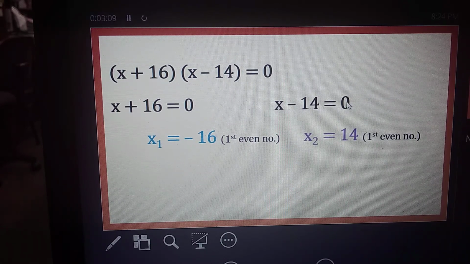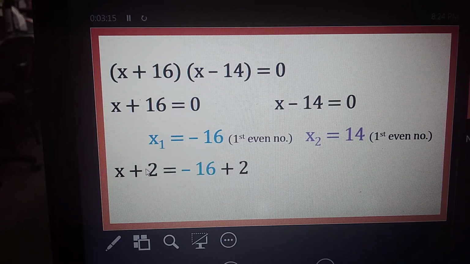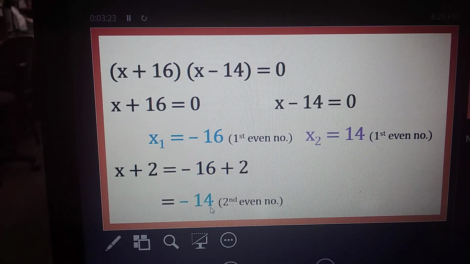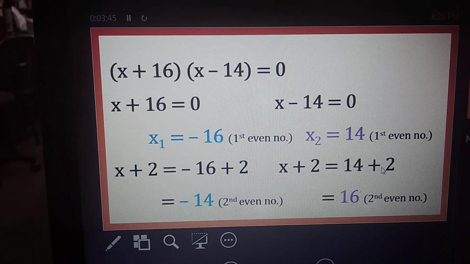Now, recalling in our representation, we had x plus 2 to be our second even integer. So let's solve for that. We substitute negative 16 to our x, so this becomes a value of negative 14. So that's our second even integer, taking the first root, that is negative 16. What if we take the second root to be 14? So we replace x with 14, and so that would give you 14 plus 2 is 16. So we could have our answer to be negative 16 and negative 14.